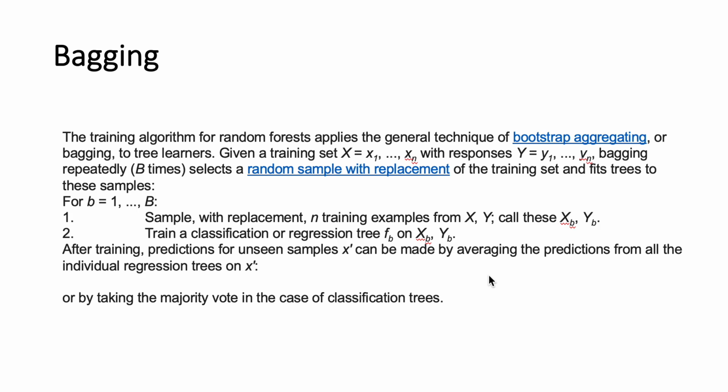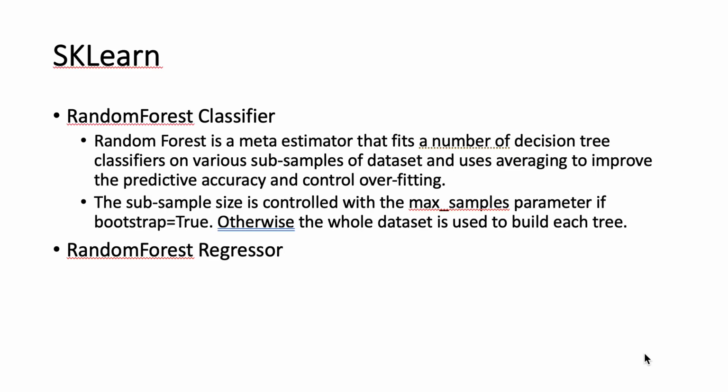The fb means the regression tree or classification tree, that means a decision tree. After training, prediction for an unseen example x' can be made by averaging the predictions from all the individual regression trees, or by taking the majority vote in the case of classification trees. So this is how bagging works behind the random forest.